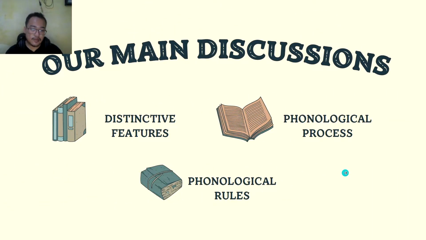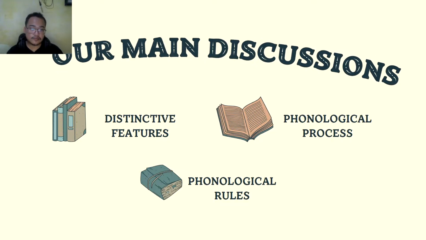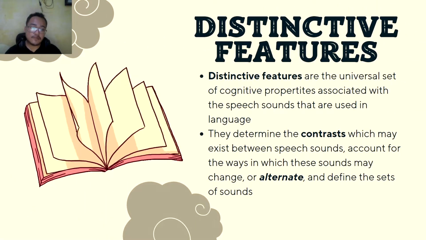Okay, let's start. Our main discussion is about the three topics: distinctive feature, phonological process, and phonological rules. Distinctive feature. The definition is the universal set of cognitive properties associated with the speech sounds that are used in language. They determine the contrast which may exist between speech sounds, account for the way in which this sound may change or alternate, and define the set of sounds.